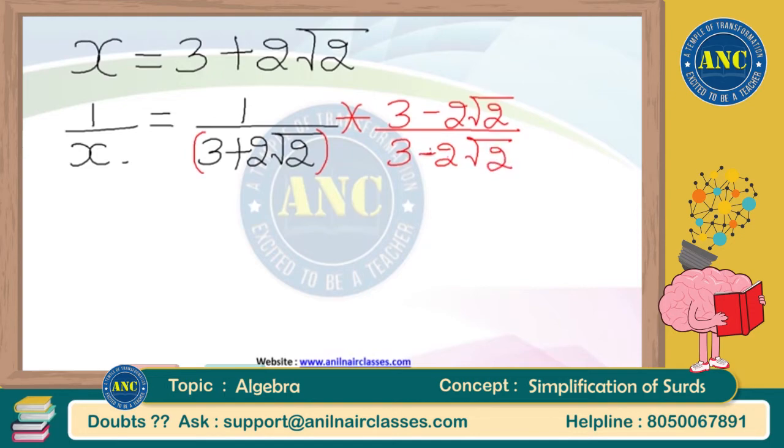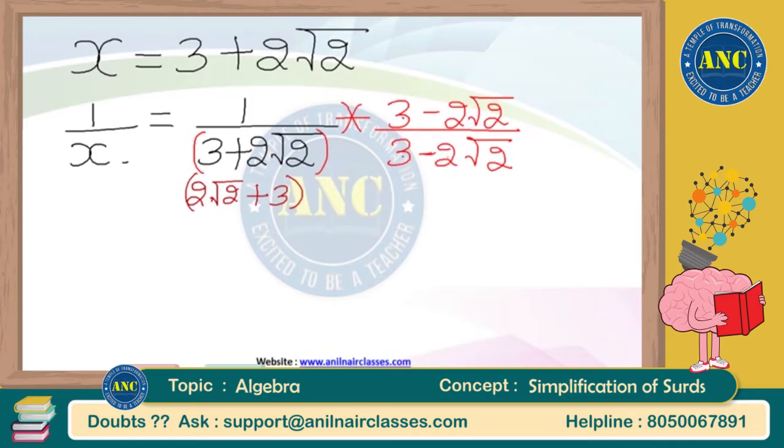Now, the first doubt my students might get is, sir, you have taken 3 plus 2 root 2 here, but I can also write this as 2 root 2 plus 3, right? If I write the denominator as 2 root 2 plus 3, then my multiplying factor, that means the rationalizing factor, will become 2 root 2 minus 3 divided by 2 root 2 minus 3. Now, will the answer change?